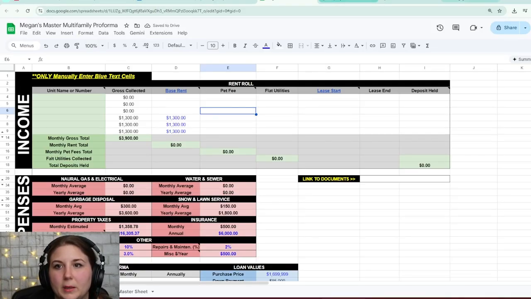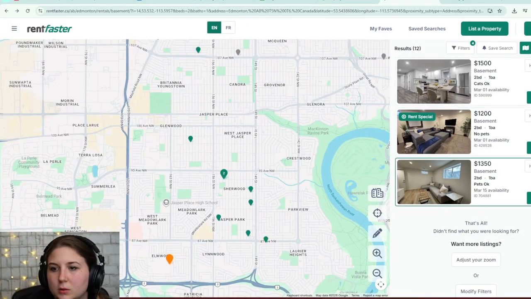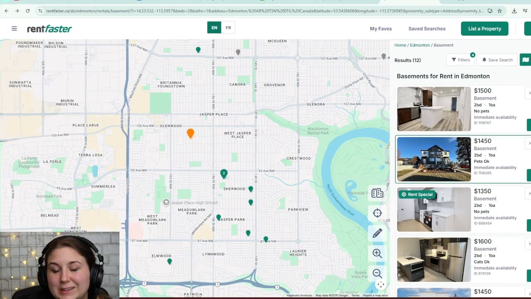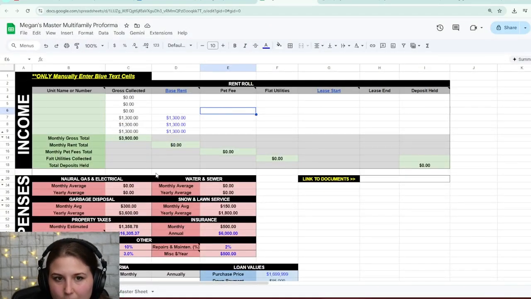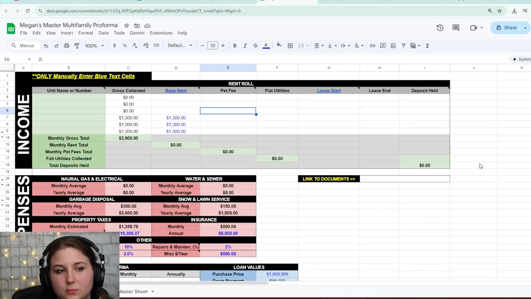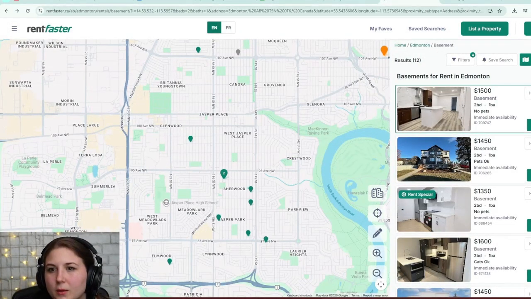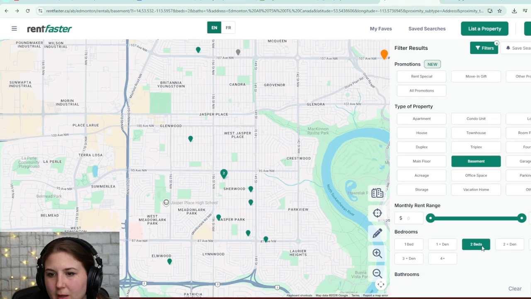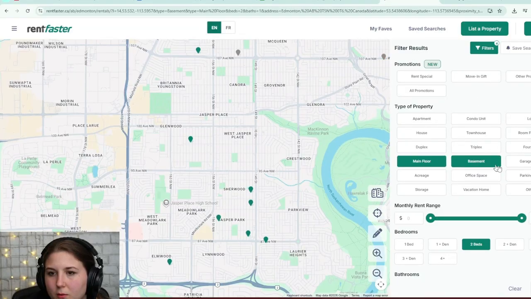Now let's find out the main floors. Once again, this is 1,300 plus utilities. I am not marking down on here utility income. I'm pretending like the utilities are billed directly to the tenant, because you technically shouldn't be profiting off of utilities. I just know some landlords that find a way to. Okay, we're gonna switch this over to main floor. It was 3 beds, 1 bath. No, 3 beds, 2 baths. Oh my god.